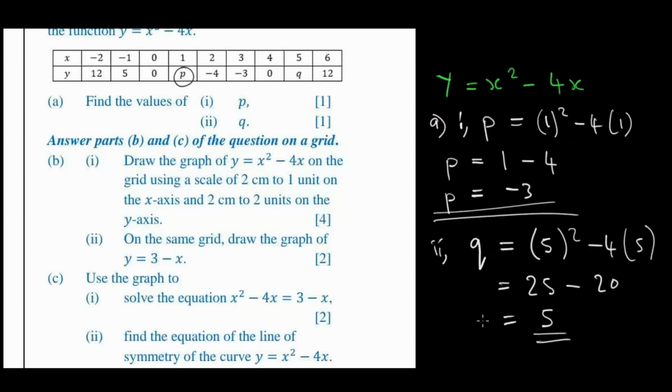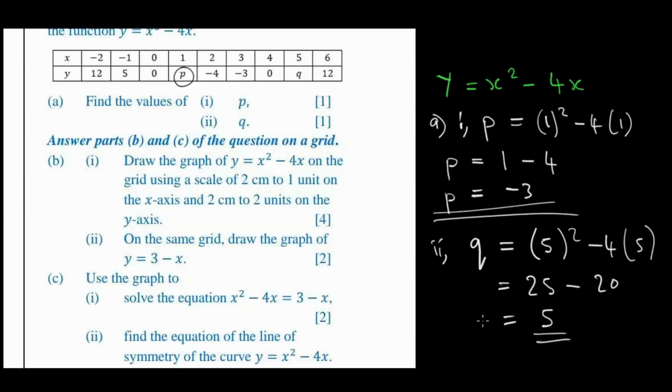Let us now go to part B. Part B says answer part B and C of the question on a grid. Draw the graph of y is equal to x squared minus 4x on the grid using a scale of 2 centimeters to 1 unit on the x-axis and 2 centimeters to 2 units on the y-axis. So to be able to answer this question, we need a grid. In other terms, we need a graph paper. So where are we going to find a graph paper?